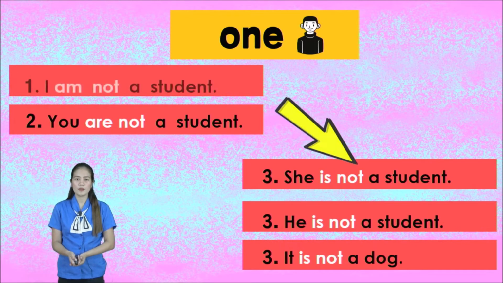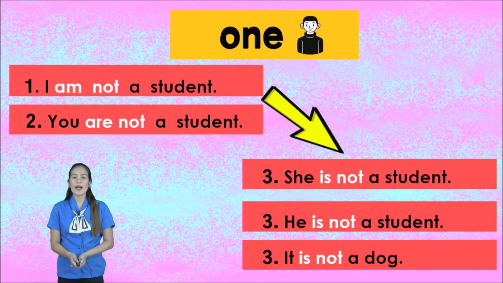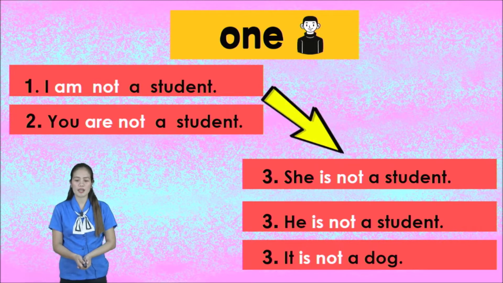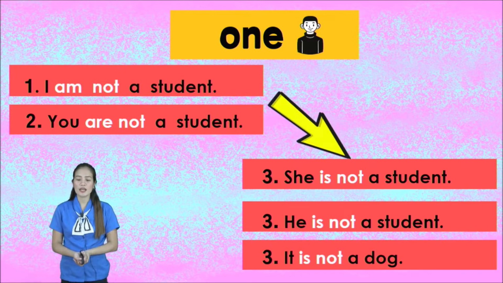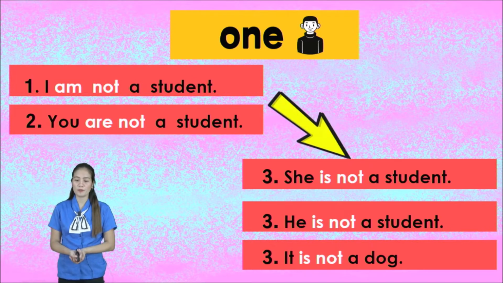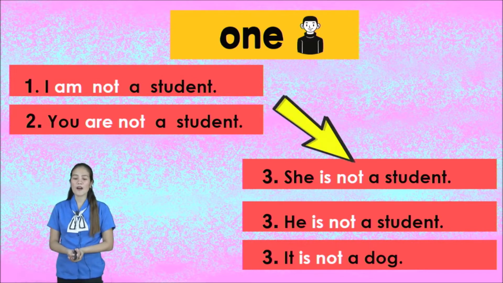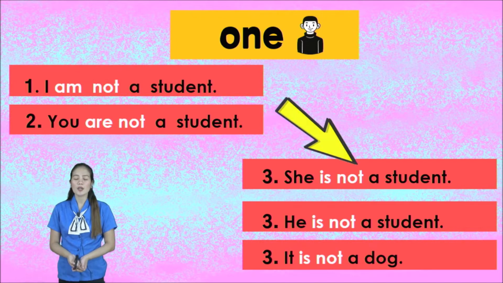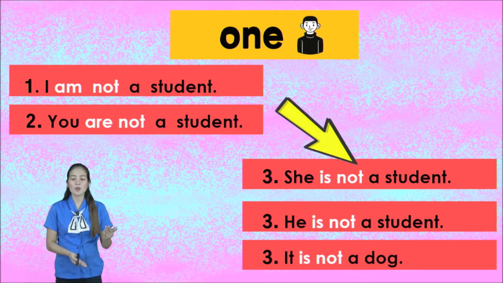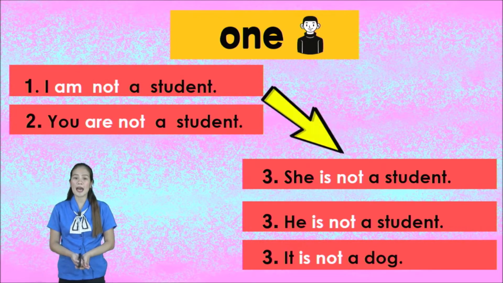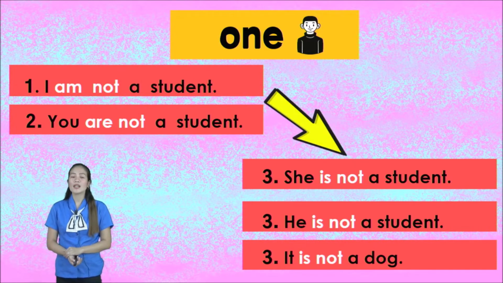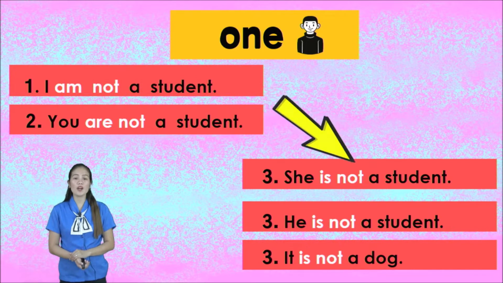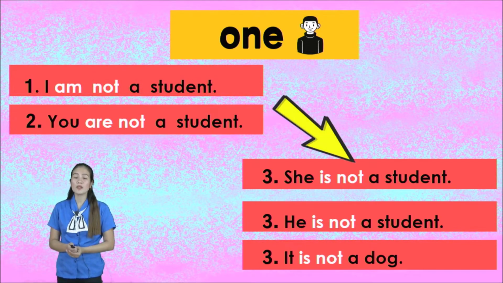Okay. Number 1, I am not a student. I am not a student. I is the pronoun and am is the be verb. Automatically, if we use the pronoun I, we will use the be verb am. Okay, you are not a student. Remember, kids, when we use the pronoun you, use the be verb are.